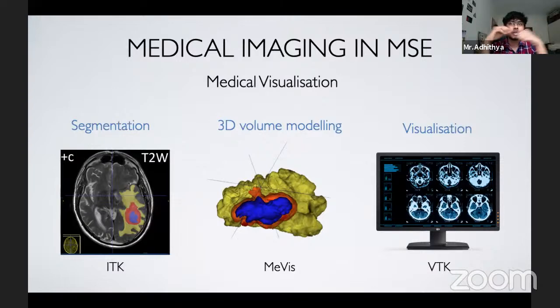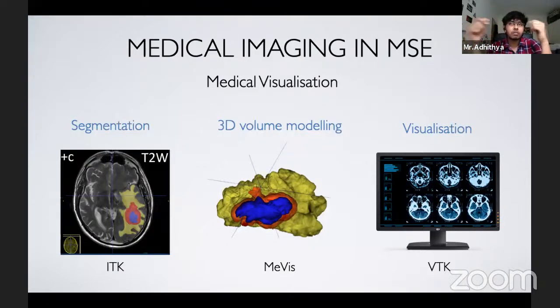So for example, ITK is one of the open source toolkits. If you just Google ITK, you will find it. It is most widely used for image segmentation, and there are also other toolkits which are useful for image segmentation. Using these toolkits, we can extract certain information from these 3D slices, and this information can be 3D modeled using other additional software.